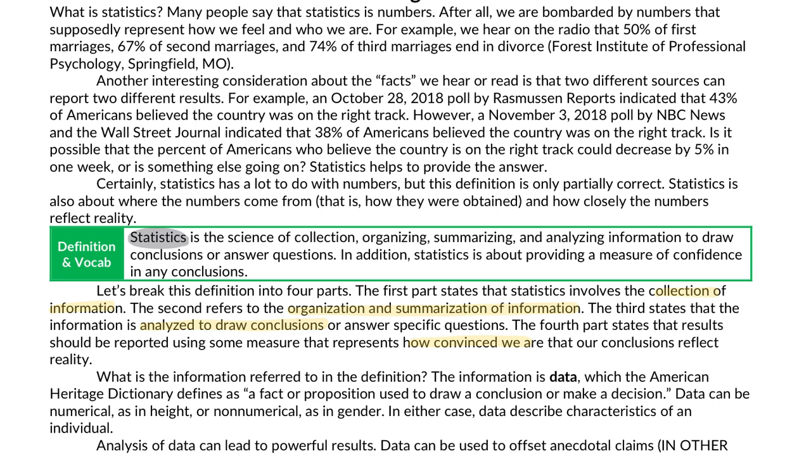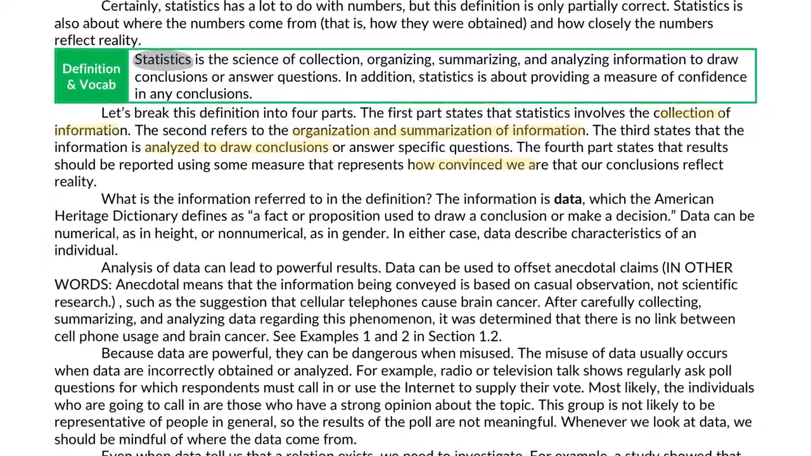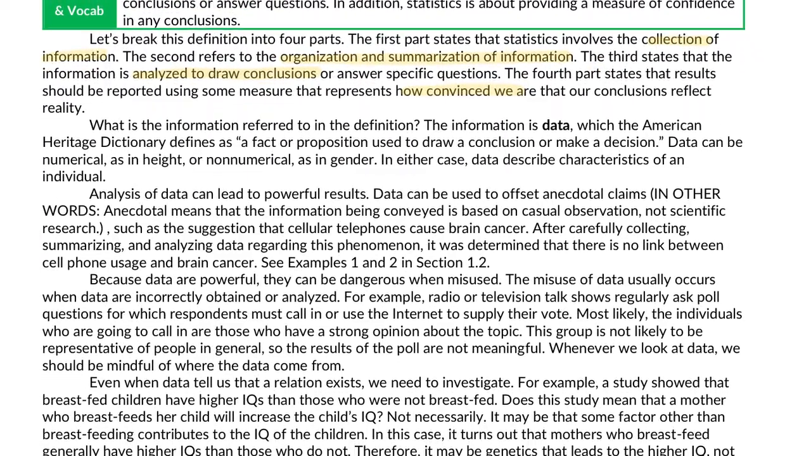Our first chapter is going to be about that data collection and why data collection is a very important, often misunderstood part of the statistical process. When we're talking about data, remember we're talking about a fact or proposition used to draw a conclusion or make a decision. Data can be numerical or non-numerical, but it describes characteristics of an individual. This is probably a really important sentence. I probably should have bolded it. Because data are powerful, they can be dangerous when misused.